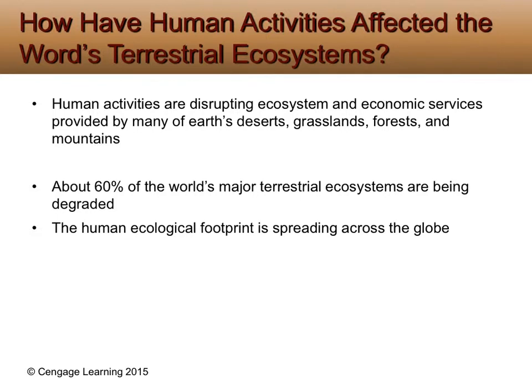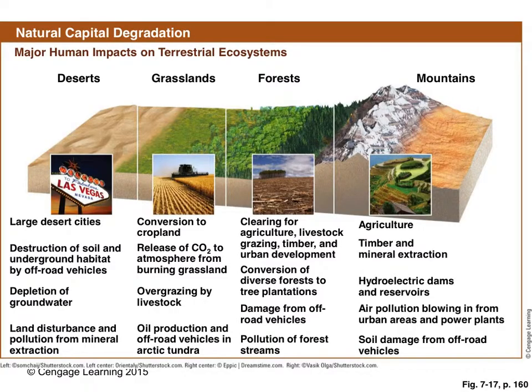So what have we done to the world's ecosystems? We've actually disrupted ecosystems and economic services provided by many deserts, grasslands, forests, and mountains. About 60% of the world's major terrestrial ecosystems are being degraded. The human ecological footprint is spreading, and of course, that's especially true in China now. So what are we doing? Well, with deserts, we're putting large cities in. Desert regions are flat, so we can build in them very easily. Phoenix is an example. Las Vegas is an example.